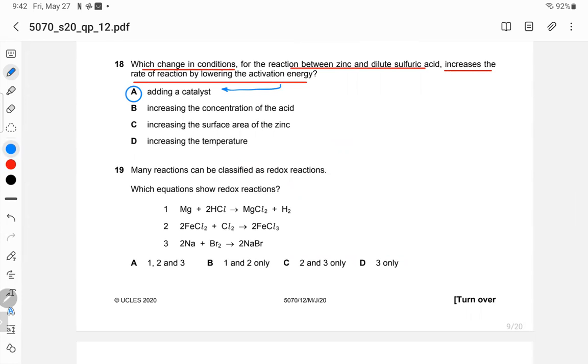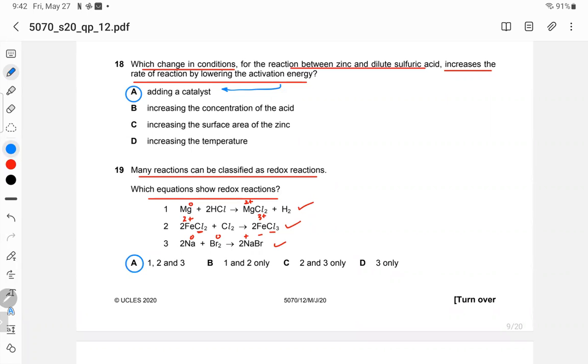जी ये क्लियर हो गया? जी सर. Okay. Many reactions can be classified as a redox reaction. Which equation shows a redox reaction? Okay, magnesium is a metal, so over here as an element it has no charge, and here it has a 2+ charge, so it's a redox. Iron is +2 over here because of 2 chlorine, and here we have 3 chlorine, so iron is 3+ over here. Here both have no charge, and here both have charges, so it means all are redox. So the correct answer is A.